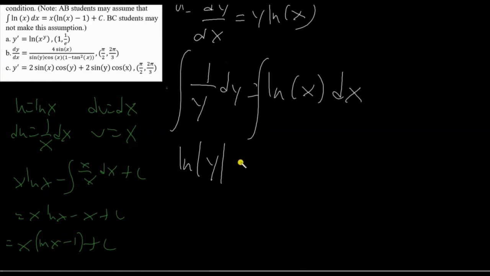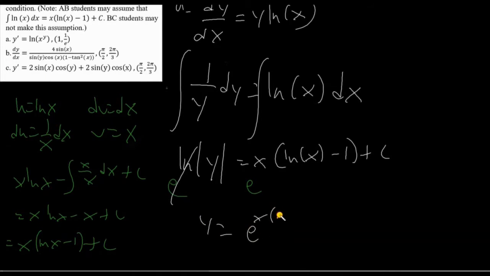Okay, and plugging that back in, we have x times the natural log of x minus 1 plus c. And then solving for y, we're going to raise everything to the e power. And this cancels, so we get y is equal to e to the x, that stuff.